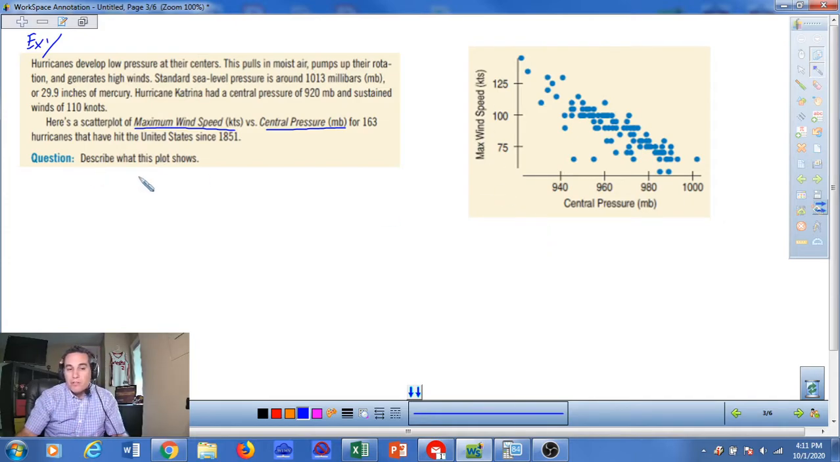So their question is always going to be describe, and we're going to go through and we're going to describe it. So some key things I might point out. Form. What pattern do you think it takes? Looks like a linear pattern. Okay. So a linear pattern where that goes in a negative direction, right?